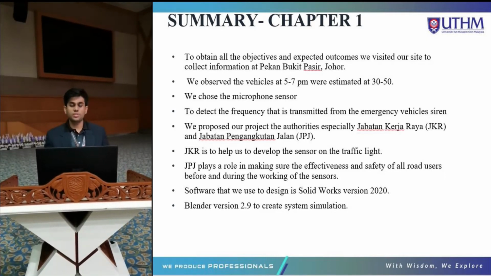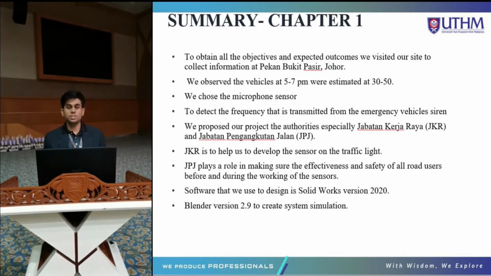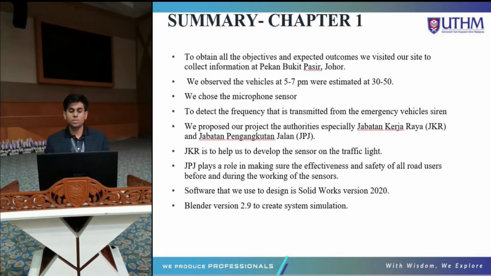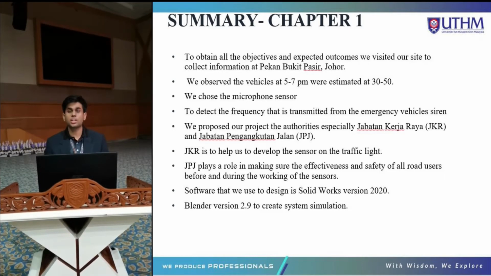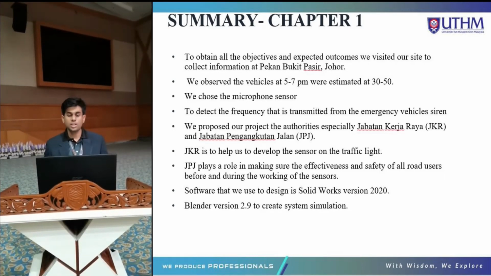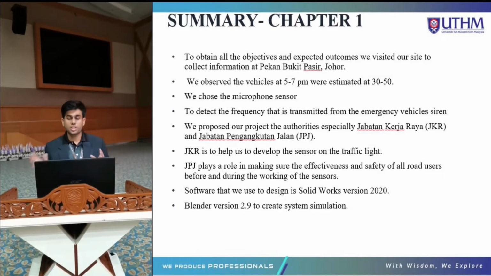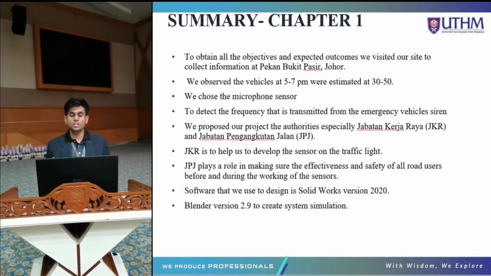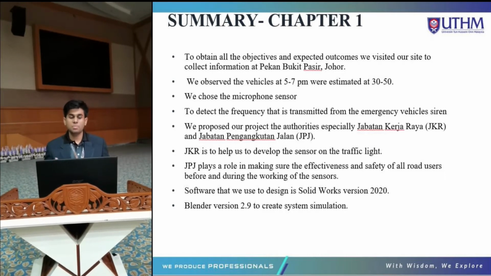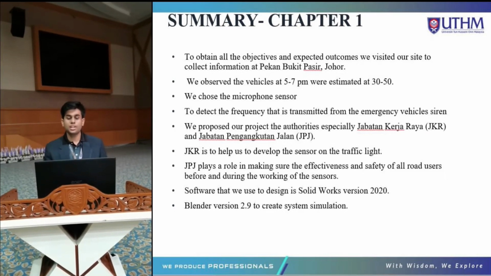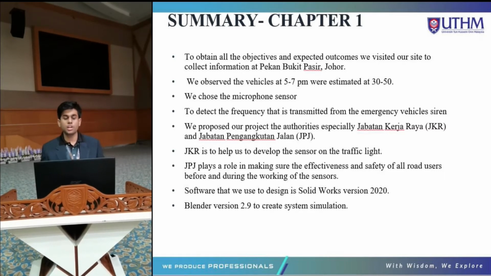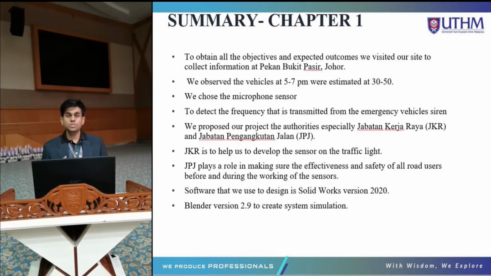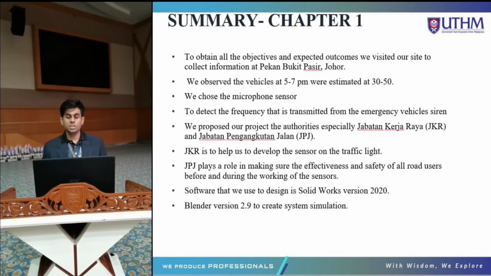We have also detected the frequency that is transmitted from the emergency vehicle siren. We proposed our project to the authorities, especially JKR, Jabatan Kerja Raya, and Jabatan Pengangkutan Jalan, JPJ. So why do we choose JKR and JPJ? First and foremost, JKR is to help us to develop the sensor on the traffic light. Secondly, JPJ plays a role in making sure the effectiveness and safety of all road users before and during the work of the sensor.